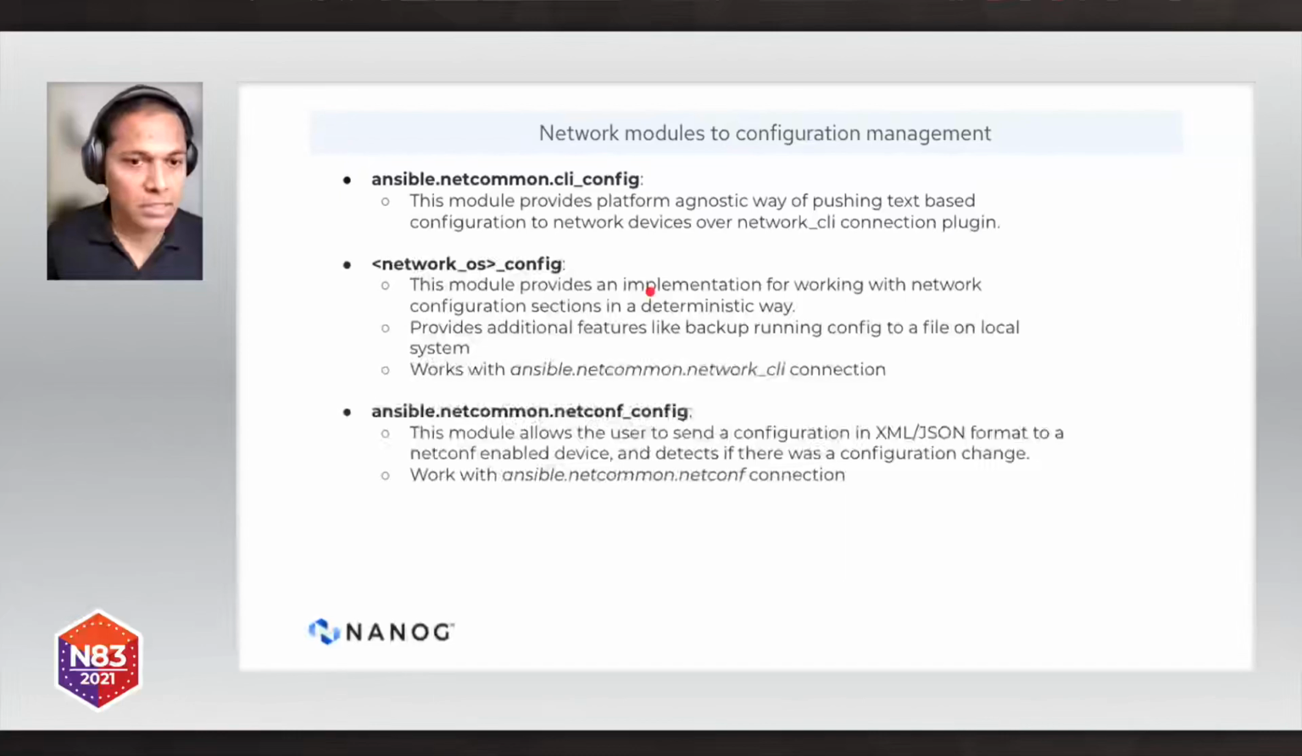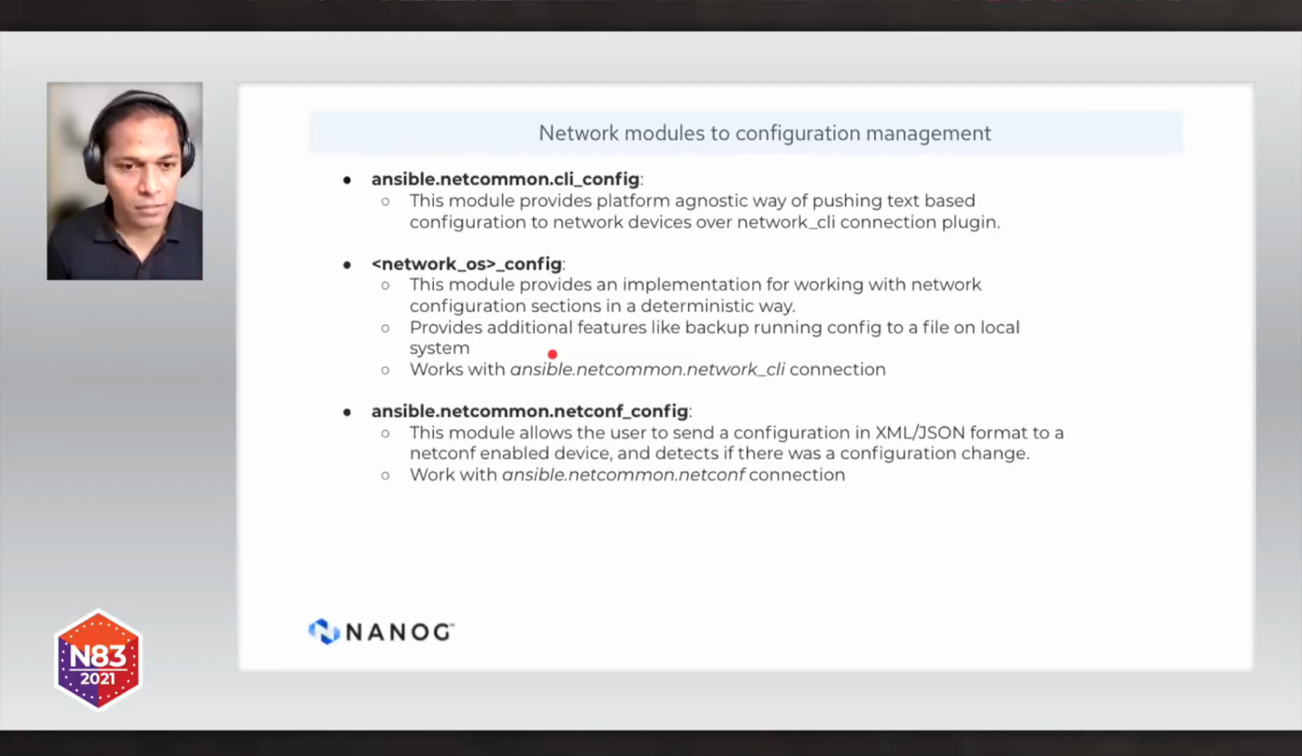We talked about operational state modules. This slide talks about the configuration management modules. So similar to CLI command, there is a CLI config command, and it basically pushes plain text commands onto the device. It uses the network CLI connection plugin, which is again an SSH-based transport. Then in addition to this platform-agnostic module, there are platform-specific modules, for example, EOS underscore config or iOS underscore config module. This module basically pushes the configuration onto the device in a deterministic way. In the sense, these modules are idempotent in nature.